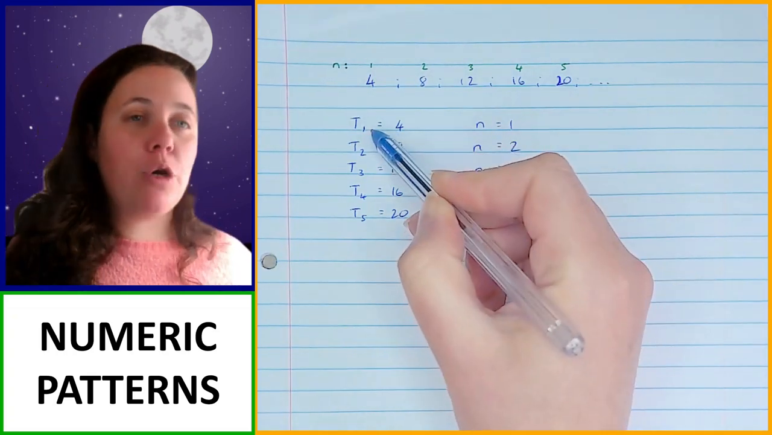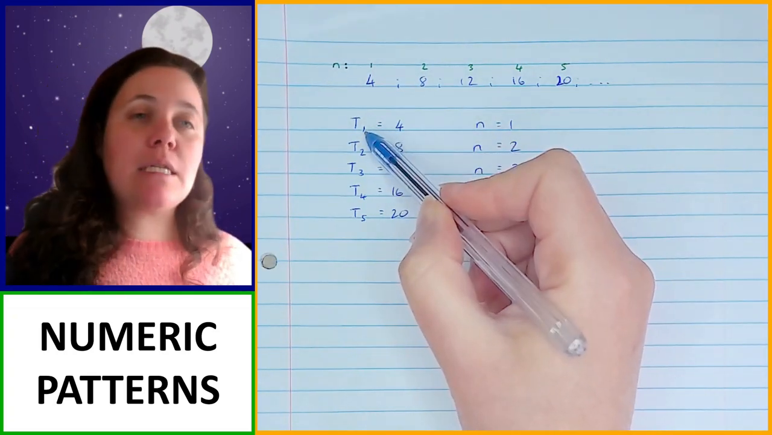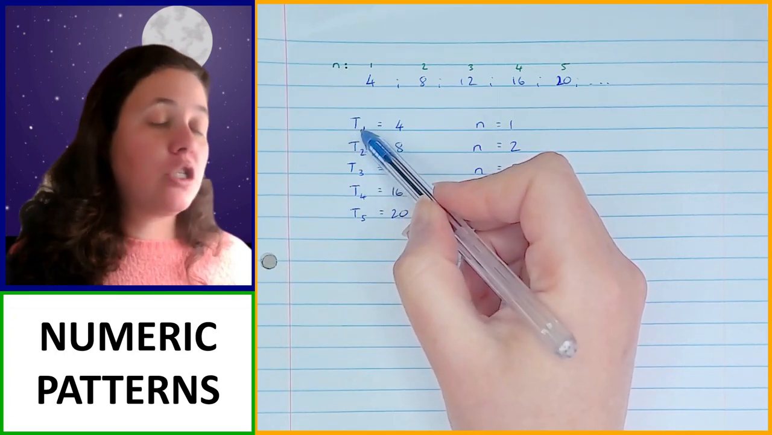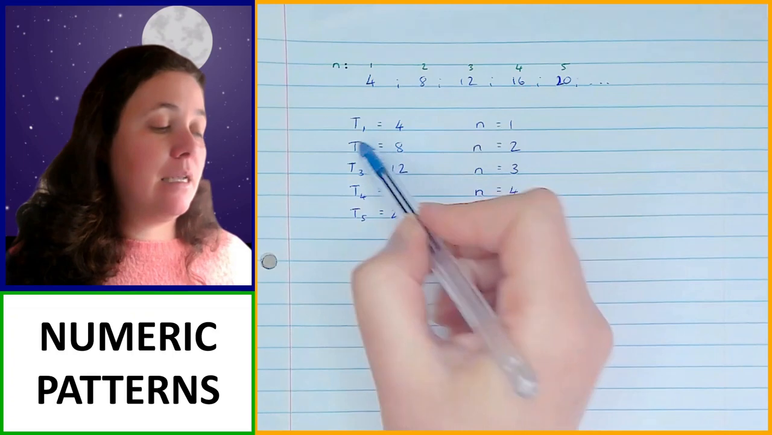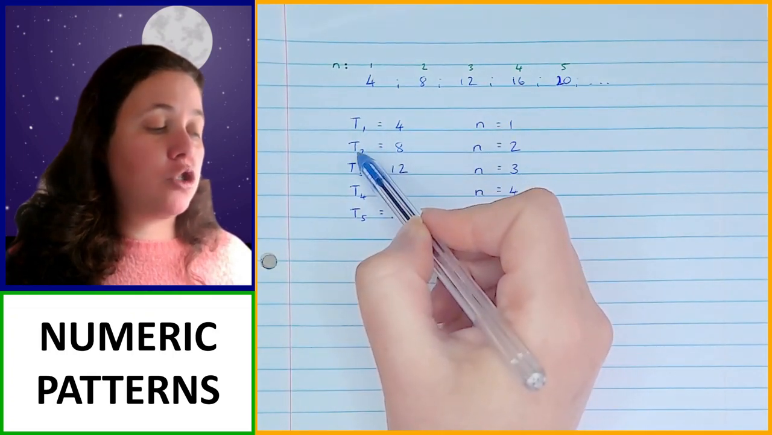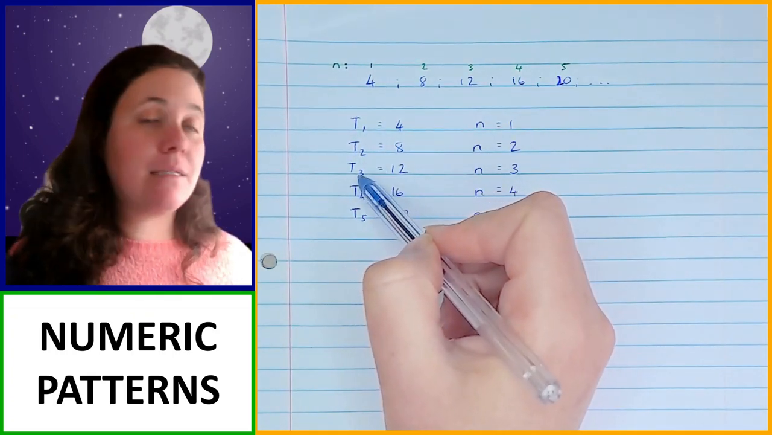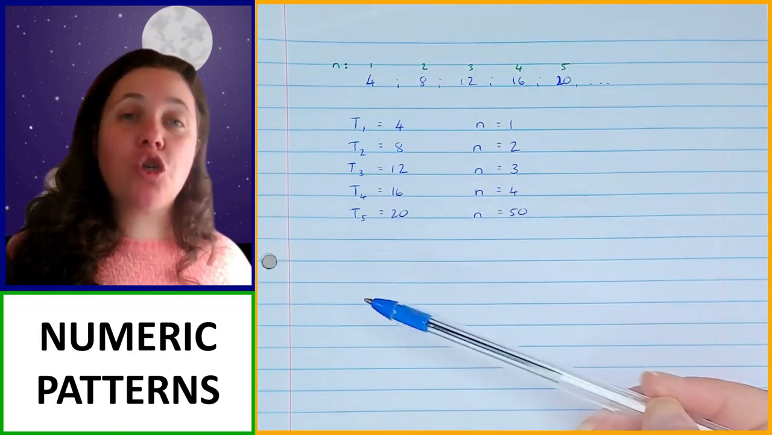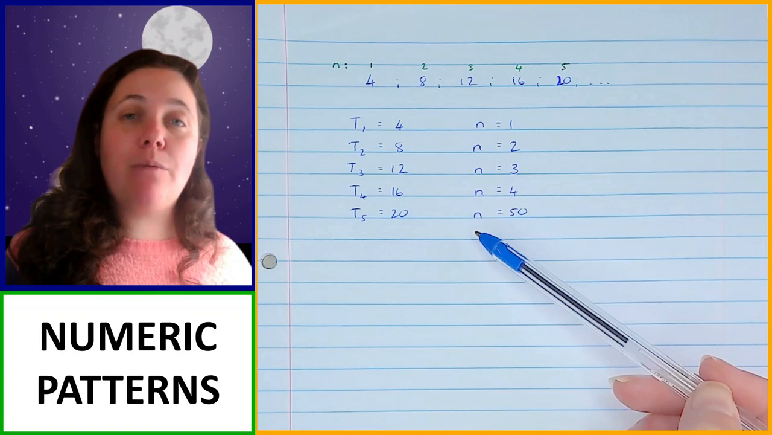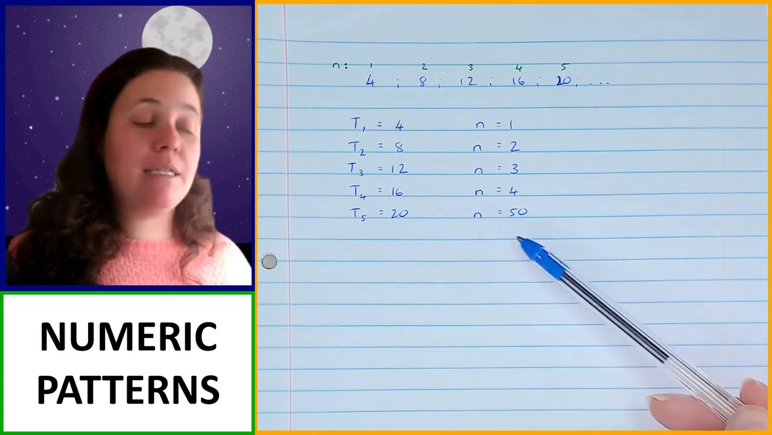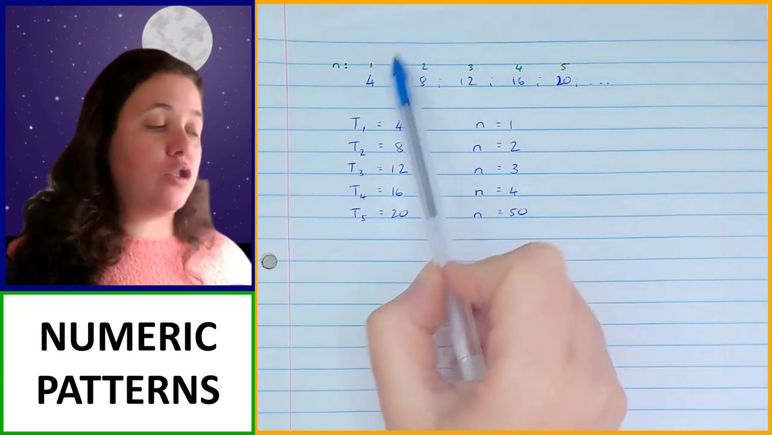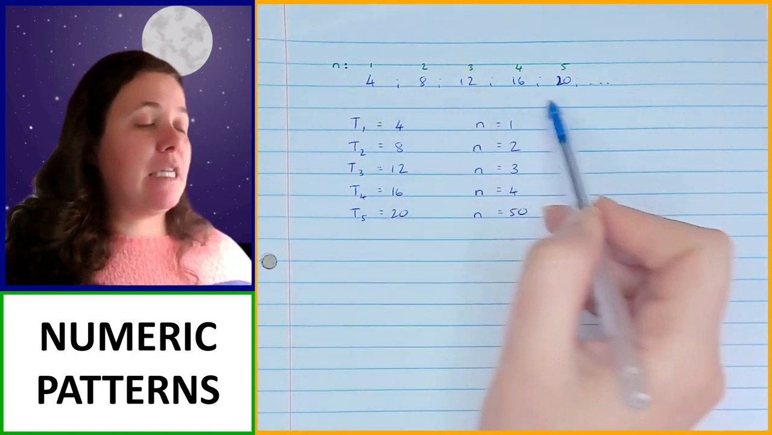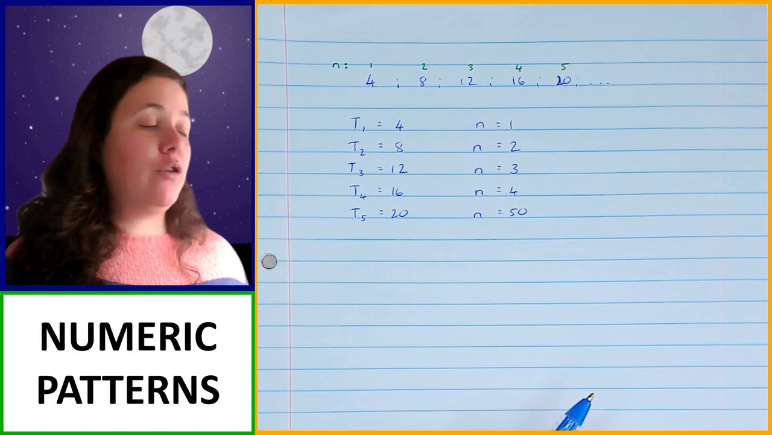So this number at the bottom over here next to the t tells us the position of that term, t meaning term, so the position of the term in the pattern. So this is the first term, is term 1, term 2 is the second term, term 3 is the third term, and so on. Okay, so that is what we mean when we're talking about terms and term numbers. The term number is the position of the term in the pattern, and the term is what you see in the pattern, it's the value. Okay, now this pattern can be described in words in a few different ways.